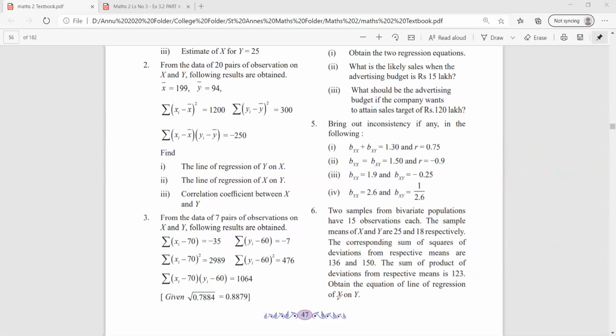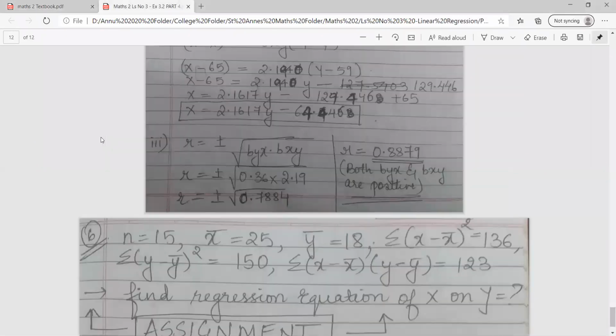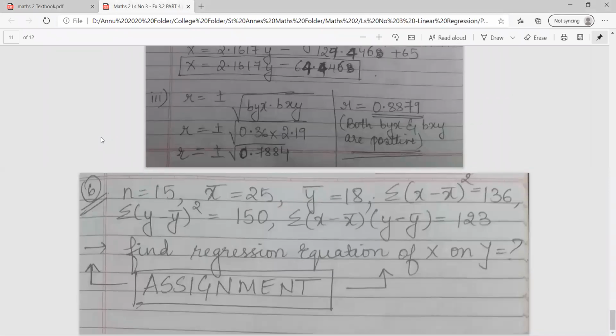So that is given to be as 123. Obtain the equation of line of regression of x on y. तो आपको regression equation ढूंढना है x on y का. So as you can see, n is 15, x bar 25, y bar 18. Summation x minus x bar the whole square 136. Summation y minus y bar the whole square 150. And sum of product of deviations from mean, summation x minus x bar into y minus y bar is 123. All this is given.